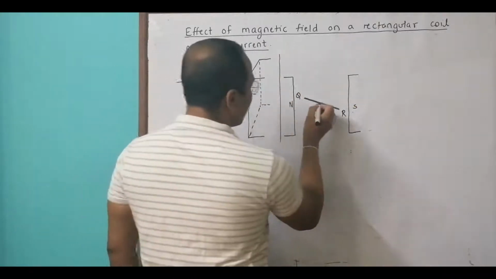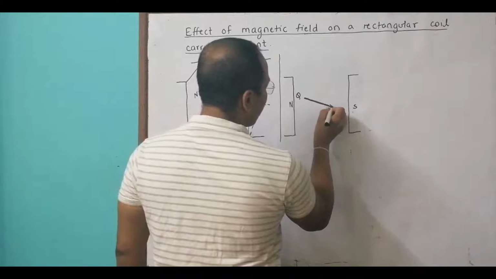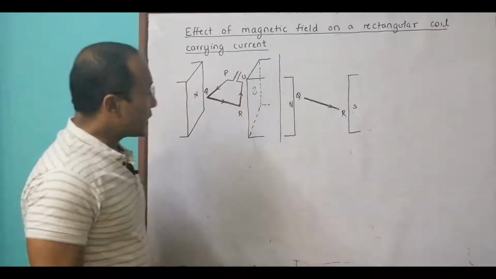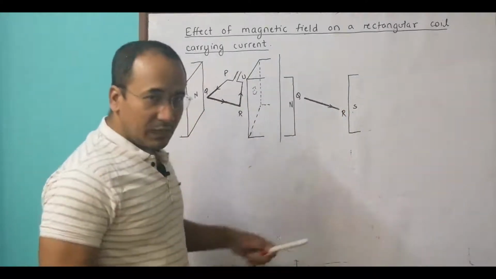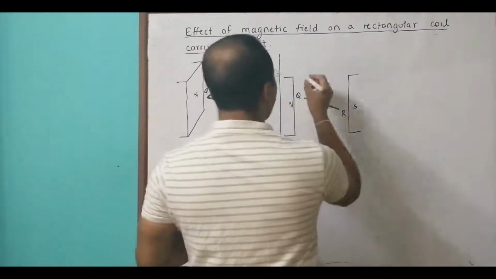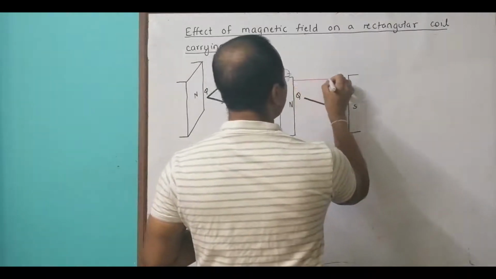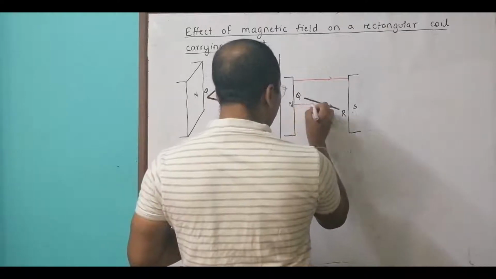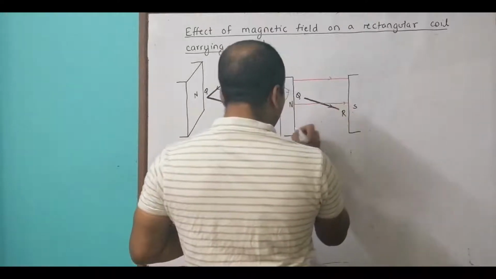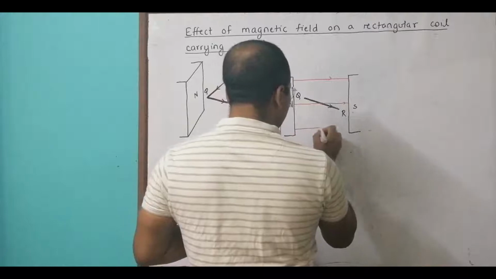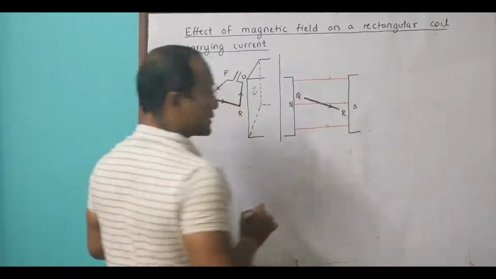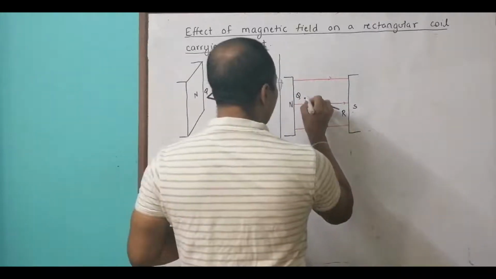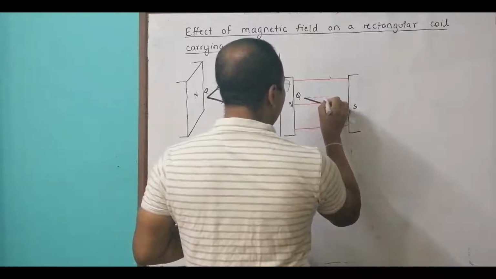Now current is going in this direction here. The field lines will be somewhat like this. From N to S, I have field lines like this. I will draw one field line directly through the center, and one field line through the lower edge like this. Let me draw a triangle here. I will tell you why later.